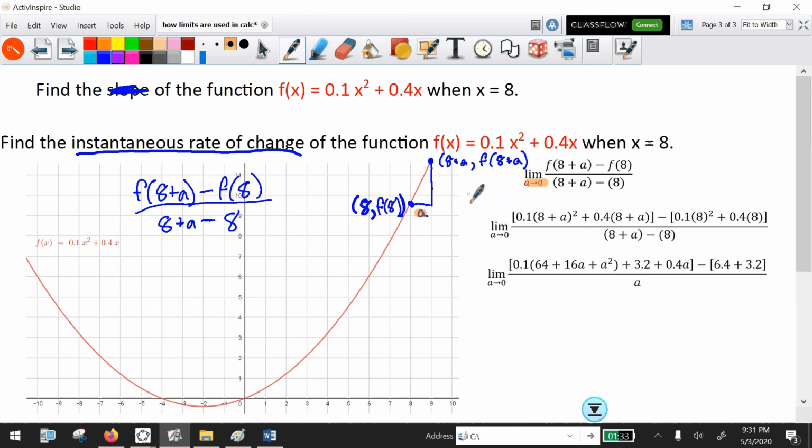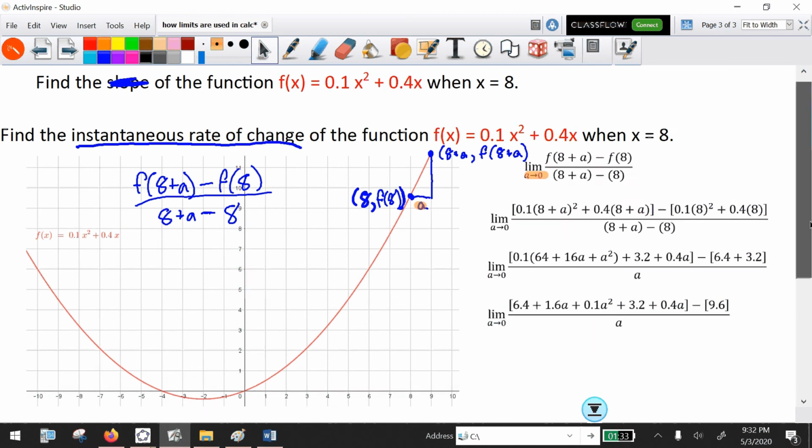All right, a little bit more simplification. We're going to go ahead and distribute this 0.1 onto these 3 terms. And we're going to combine these 2 terms here. They add up to 9.6. Going to show you that. And we're going to keep going.